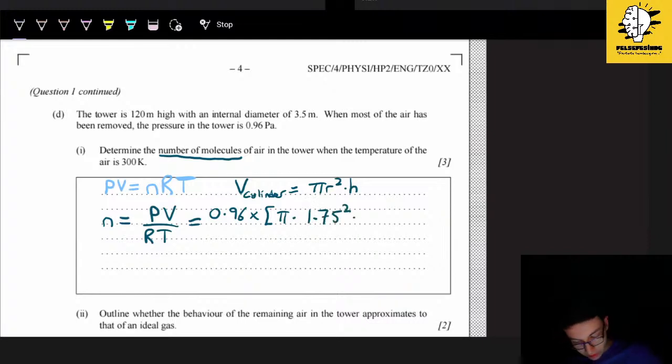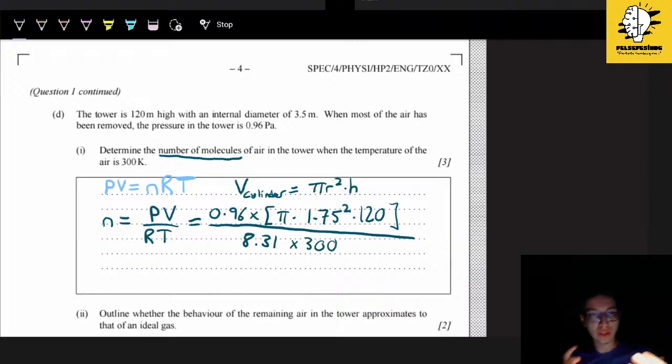squared times h. And now you may say, where did you see that 1.75? As the diameter is 3.5 meters, then the radius will be 1.75 meters. That's why I wrote this. Over R is a constant given in the data booklet, 8.31 times 300 kelvins. Please write them in kelvins because sometimes the question may not give in kelvins. Right, again, do you remember those kind of questions given in Celsius to convert to kelvins? Don't fall for the IB tricks.